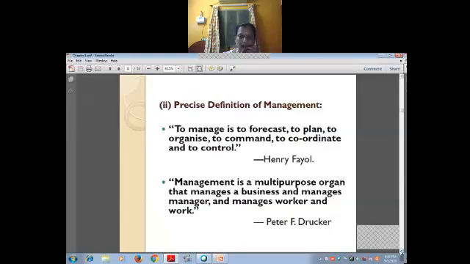You have to organize and then you have to coordinate and control. Okay. So what Peter F. Drucker is saying, management is a multi-purpose organ that manages a business and manages work and worker. It is like our human body. All the multiple organs work together, and only then will the body work normally, isn't it? In the same way, it is a multi-purpose organ.